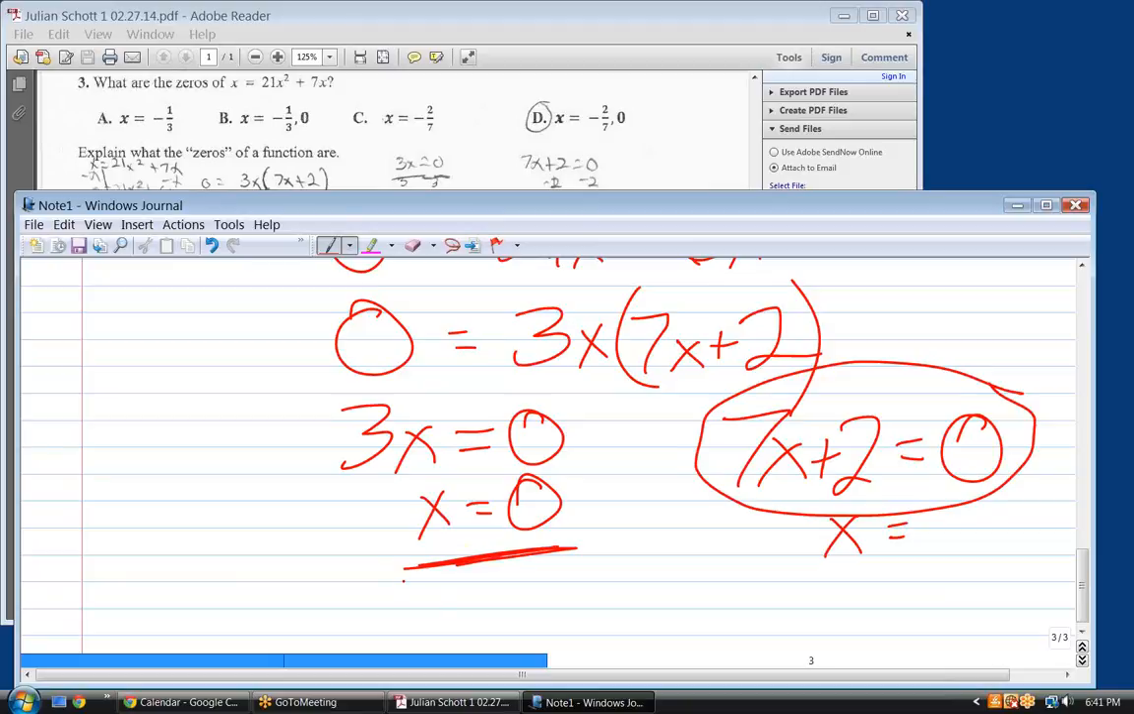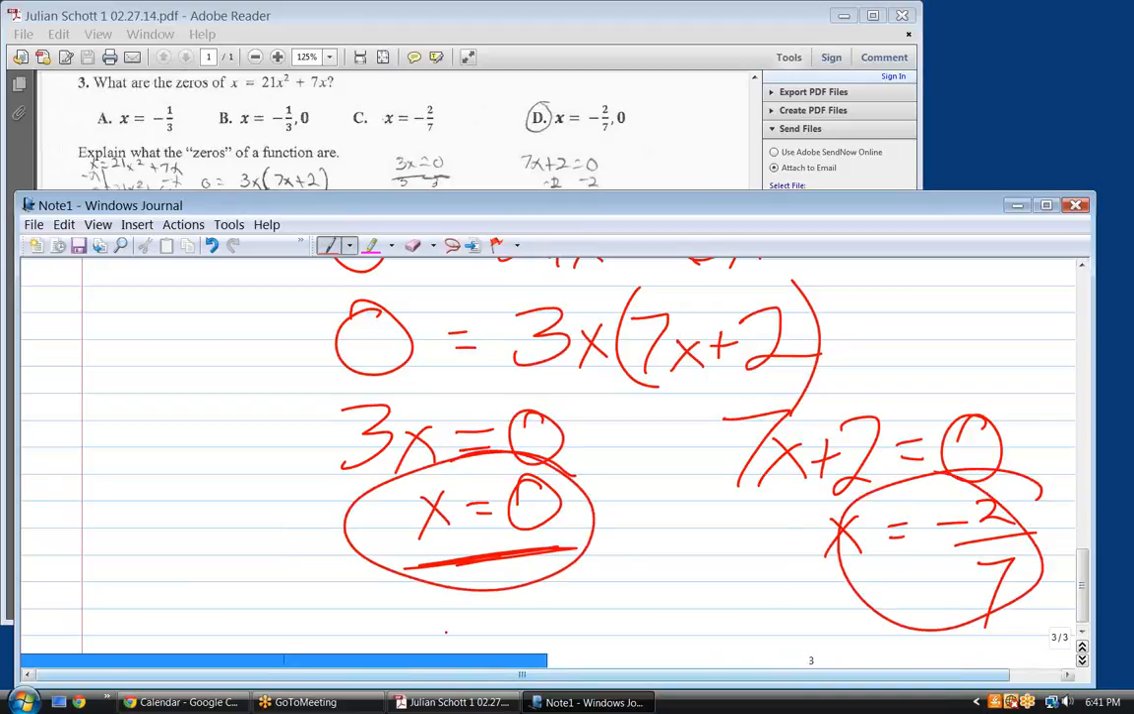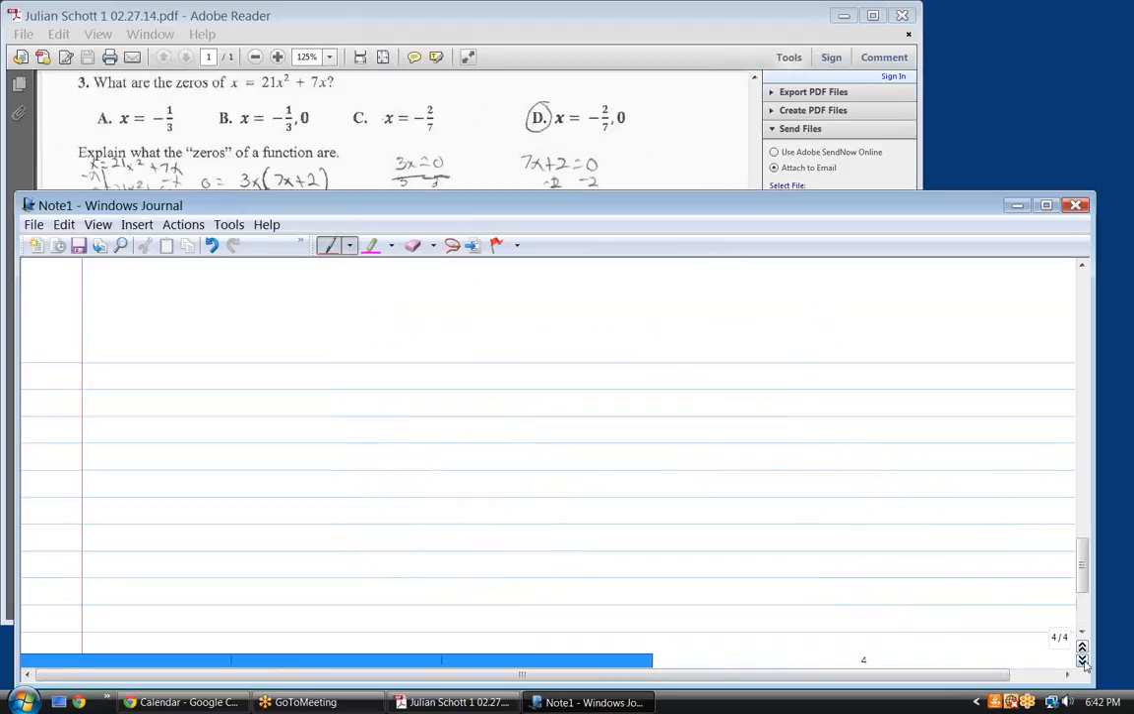Well, yes, we do have an x. That's one of the solutions, x equals 0. But there's another one, because there's 7x plus 2 equals 0. How do we solve that for x? Divide by 7? Well, first, let's minus 2, actually. Minus 2 and then divide by 7. Yeah. So which answer has that as a solution and that as a solution? D. Okay.